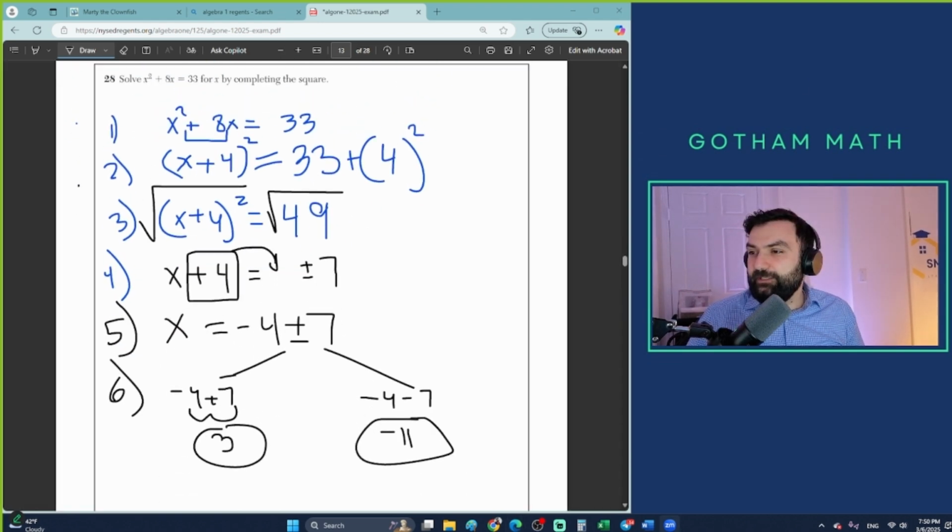Just like I said, the shortcut: half of the number, add the square root of both sides, move the number to the right, don't forget plus minus, and then add and subtract. Okay. Next question, guys.